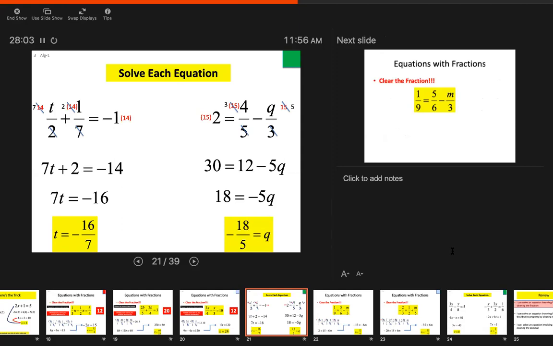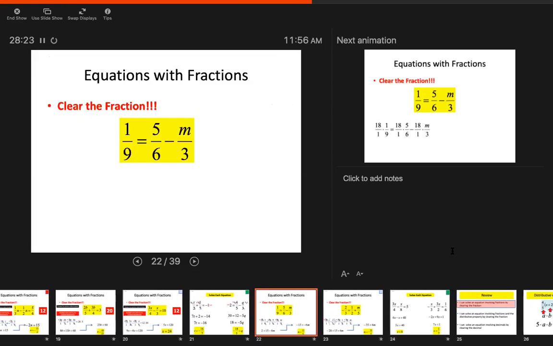Clearing the fractions. It is the preferred method of solving any equation that has fractions. Questions? Tonight for homework, I'm going to give you not like 40 of these. All right, that would take too long, but I'm going to give you some of these. Remember, this is optional. If you don't want to do this, then you got to make common denominators. Good luck with that. All right.